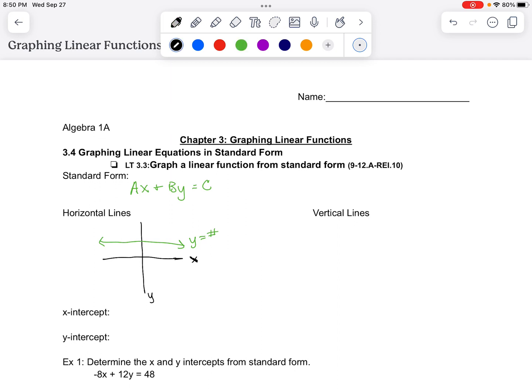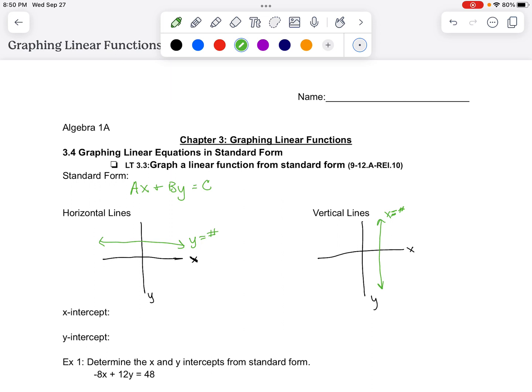Then we have a vertical line. So again, we have our x and our y. A vertical line is an x equals some number. Now, to help you remember what direction it goes, because a lot of students will see the x and the y, and so like on the left with the horizontal line, it's the same direction as the x-axis. So a lot of students will say x equals, but that's actually incorrect.